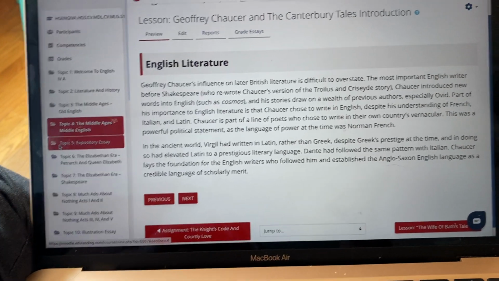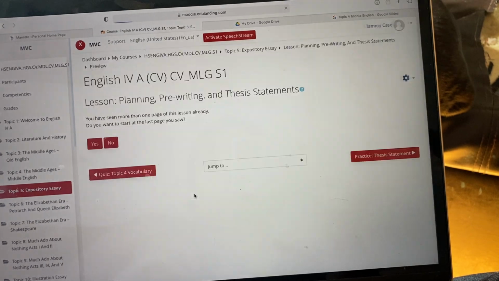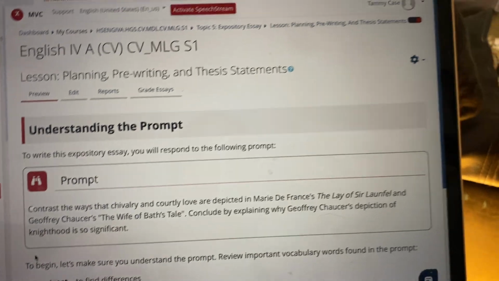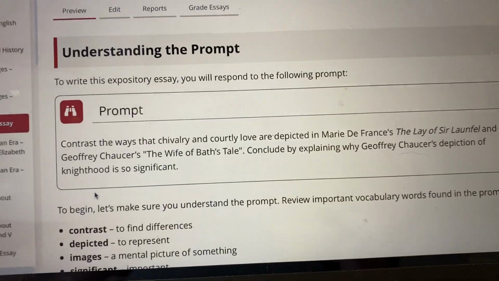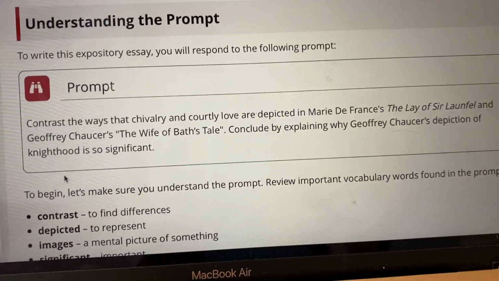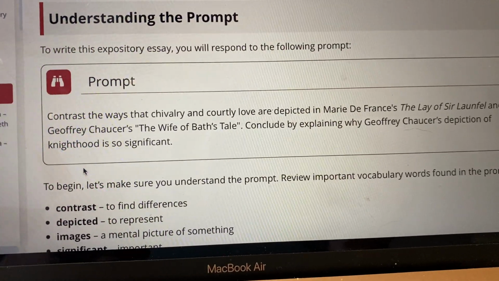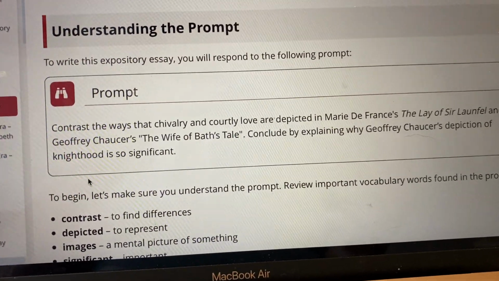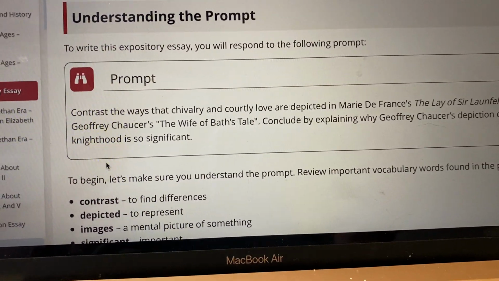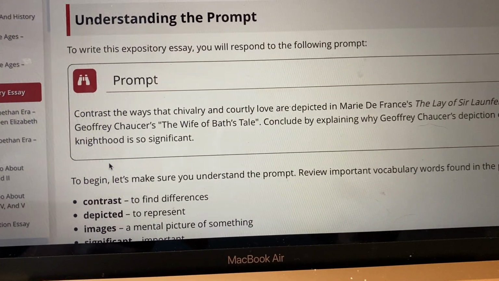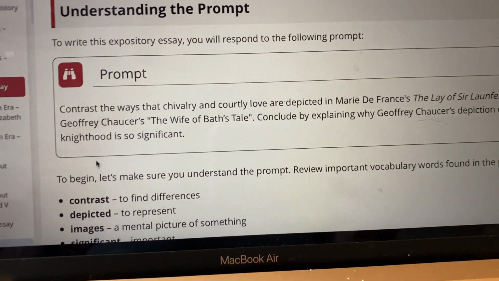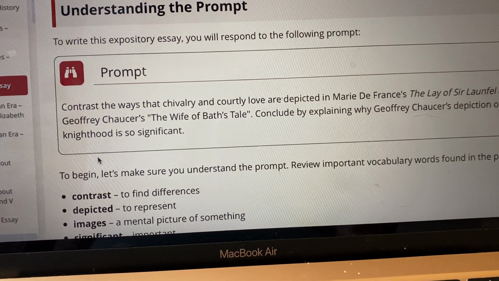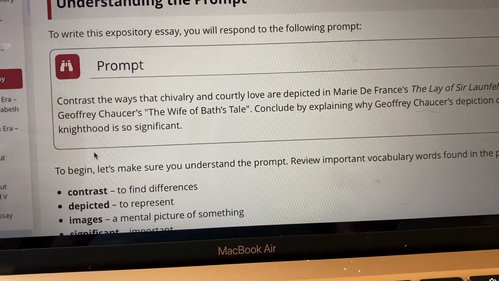If we look at the prompt again, chivalry and courtly love. Look at how the knights are acting. Look at how the women are described. Look at how the knights either maintain or break their moral code. Look at the level of autonomy given to women. Even in Marie de France's, Guinevere gets a comeuppance for lying about Sir Launfal.